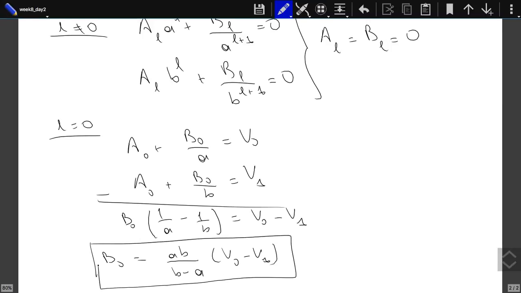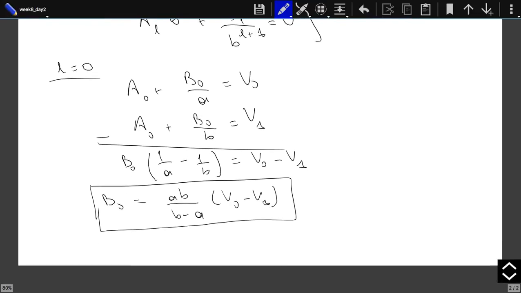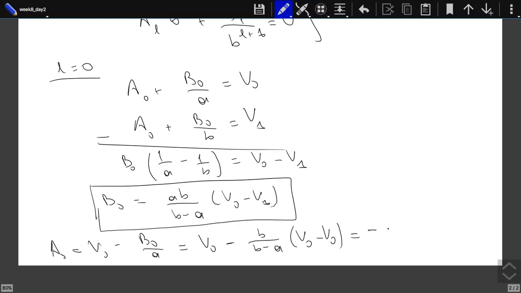This is our B0. Now we can determine A0. A0 should be, let's say from the first equation, V0 minus B0 over A. So this is equal to V0 minus B over B minus A times (V0 minus V1). And this is equal to minus A over B minus A, V0, plus B over B minus A, V1. And this is our A0.